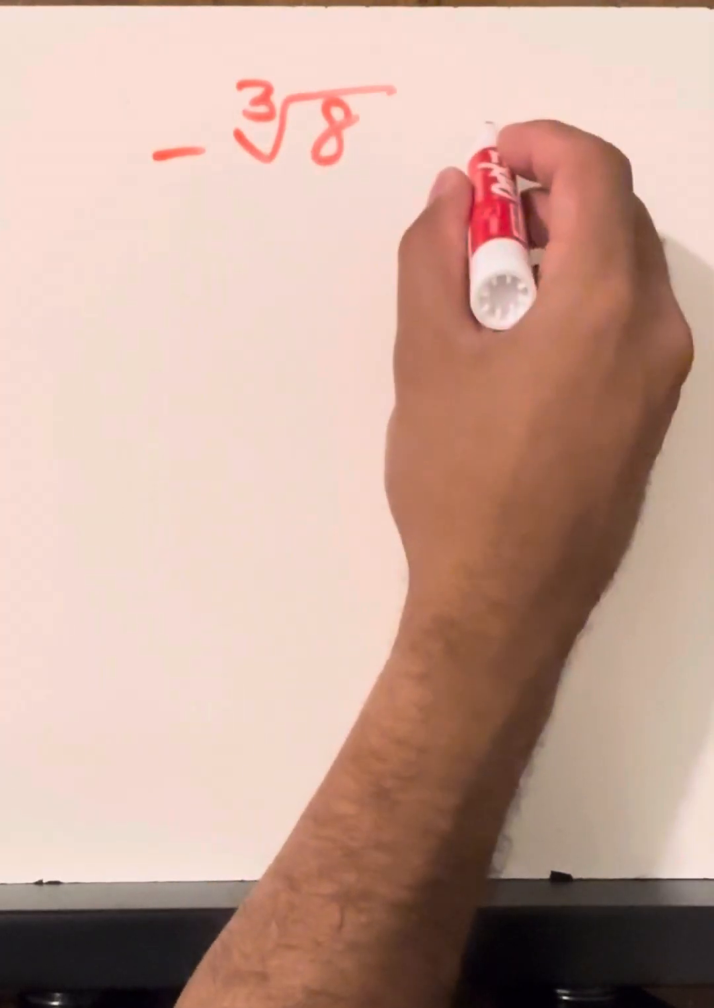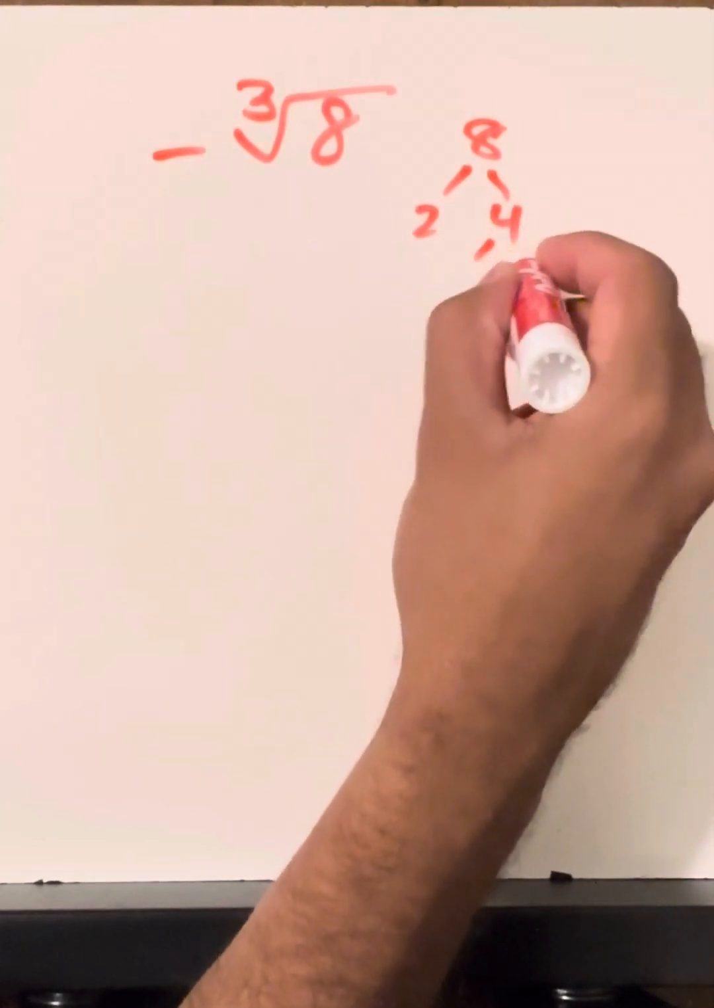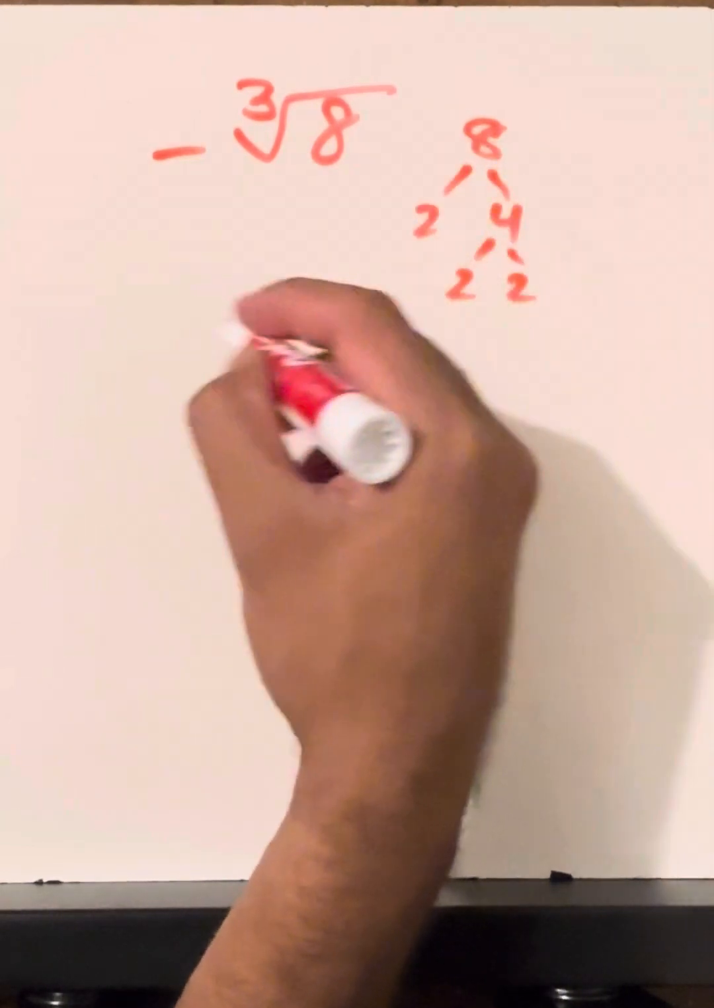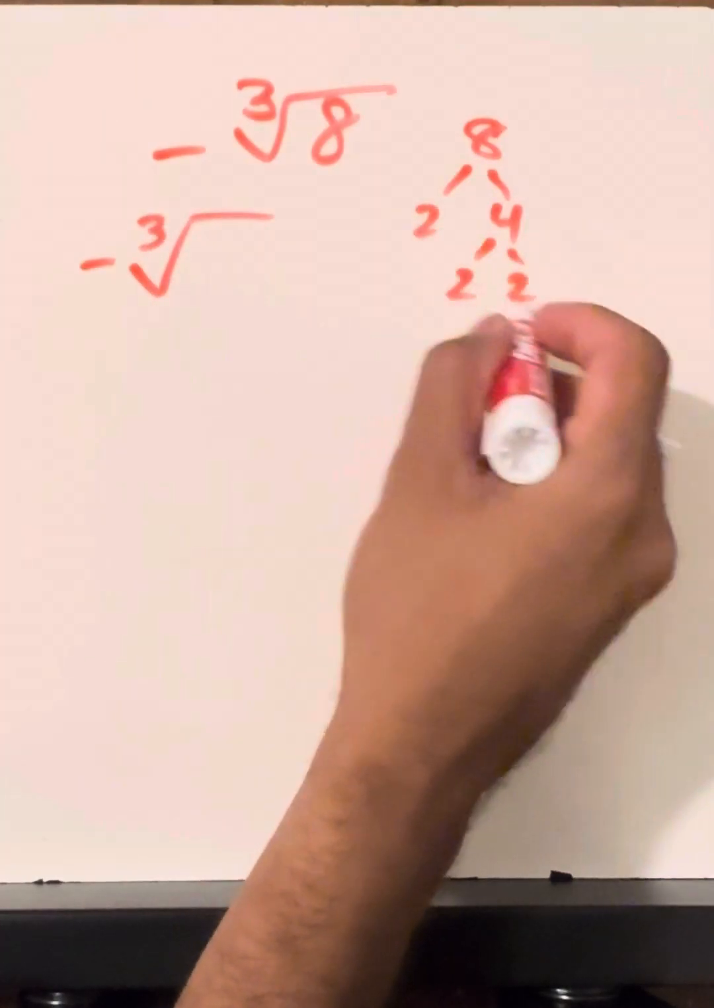Breaking down 8, we see that 8 is the same thing as 2 times 4. 4 is the same thing as 2 times 2. So we've broken down 8 as far as we can. Now let's put it into the root sign. 2 times 2 times 2 makes 8.